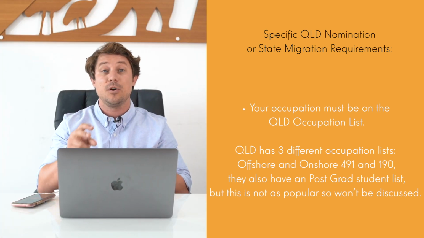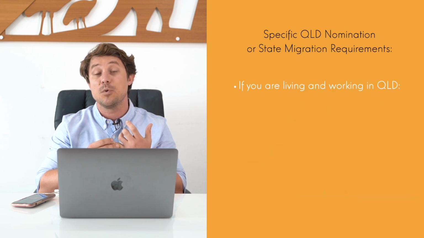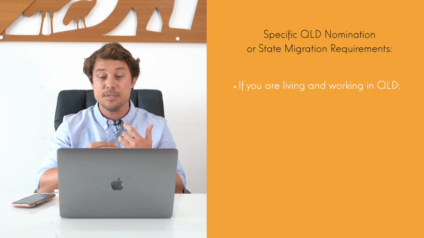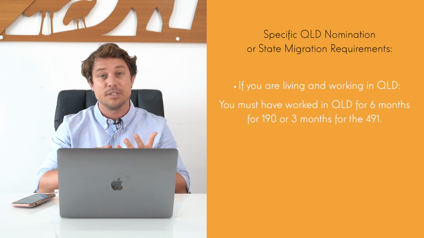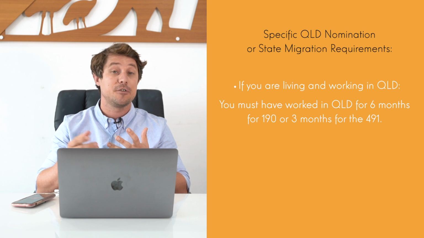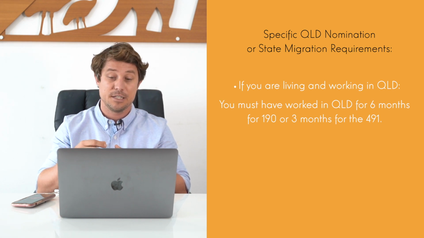In addition to this, they'll also have different streams of nomination. So if you are living and working in Queensland is one of the streams, and one of the requirements for that is obviously the job is on the list. And two, if you're applying for a 190 visa, you need to have worked for at least 6 months in the occupation in Queensland. If you're applying for a 491 visa, you need to have worked for at least 3 months in the occupation in Queensland.